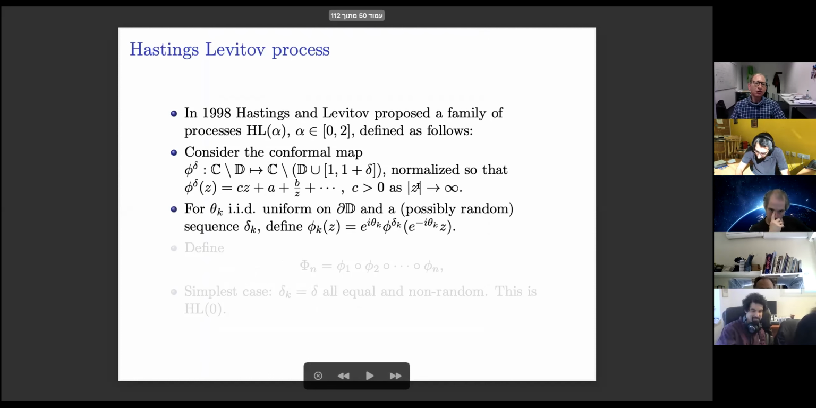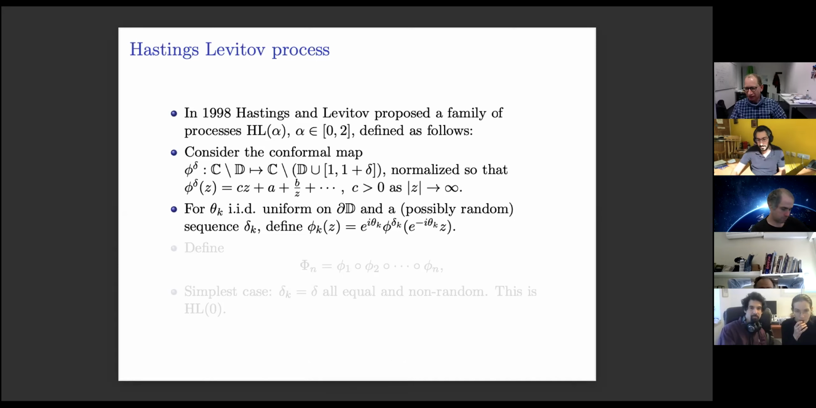And then we take theta k to be IID uniform angles, so uniform points on the boundary of the disk. So these are points on the boundary of the disk that are chosen according to the harmonic measure, which is uniform on the disk. And then we take a sequence of lengths delta k, which we think of as all being the same for now. And we take phi k to be the conjugation of this phi delta with the length delta k with the rotation at angle theta k.